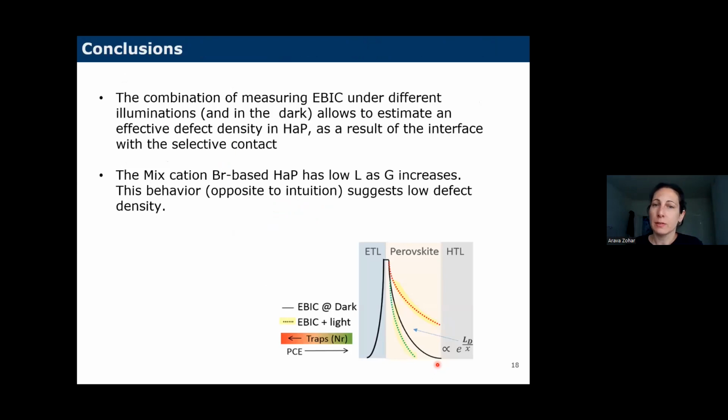And to conclude, it's very important to measure those properties operando, in a cell configuration, in order to get accurate values, because the contacts do matter and do affect the properties. And unlike our intuition, once we illuminate or add more carriers, for a less defective material we should expect a lower diffusion length.